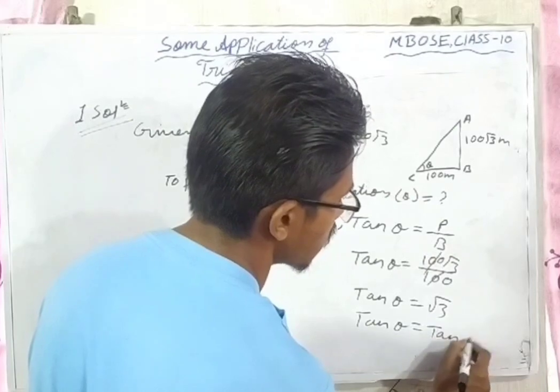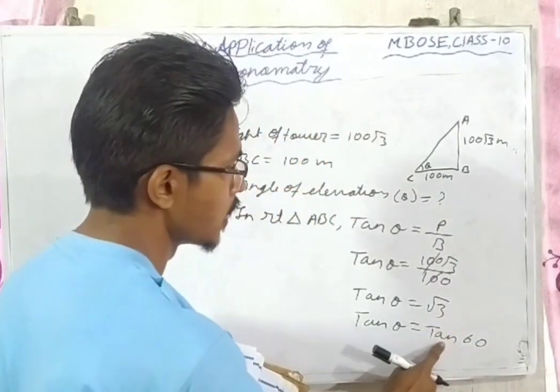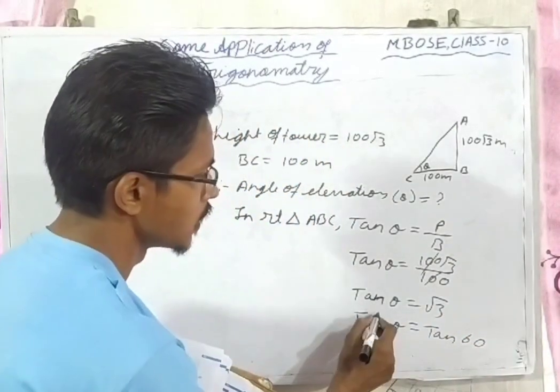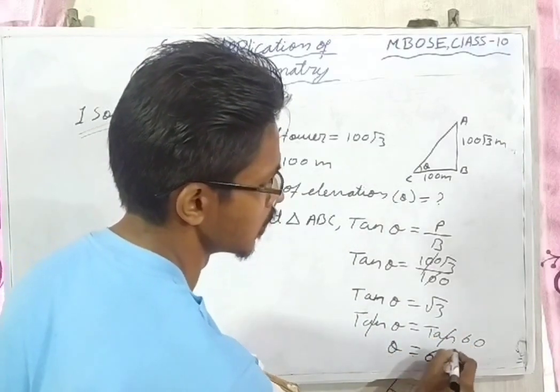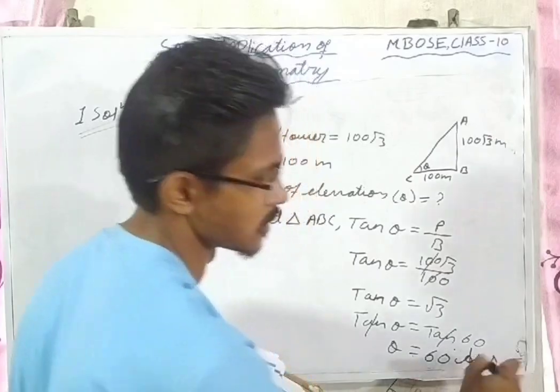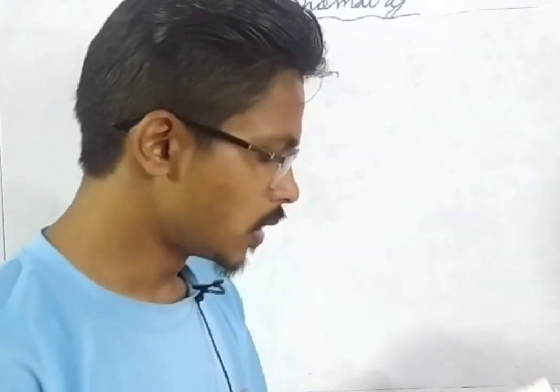Tan 60 degree is root 3. After that, tan gets cancelled. Theta is equal to 60 degree. This is the answer.